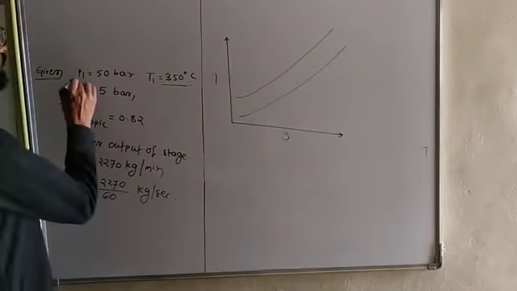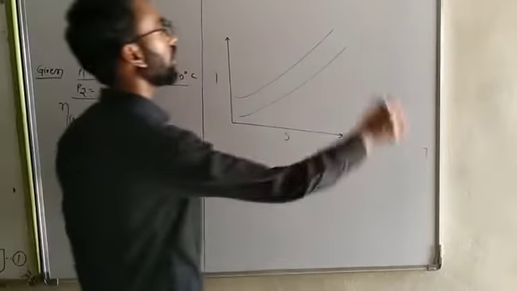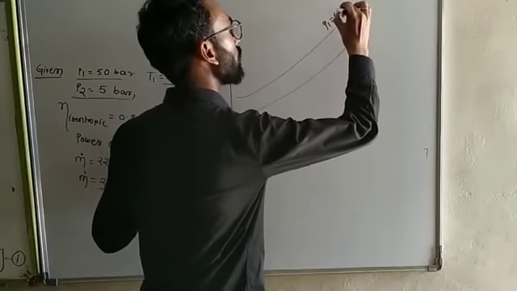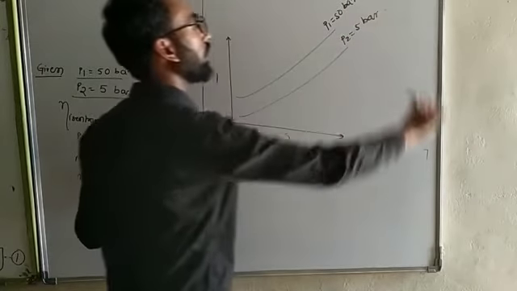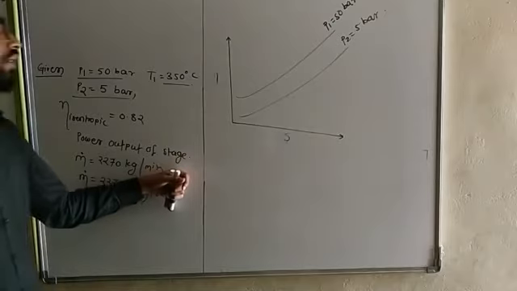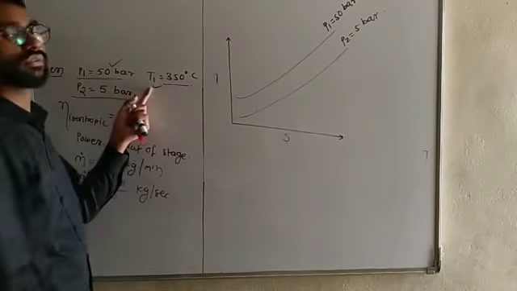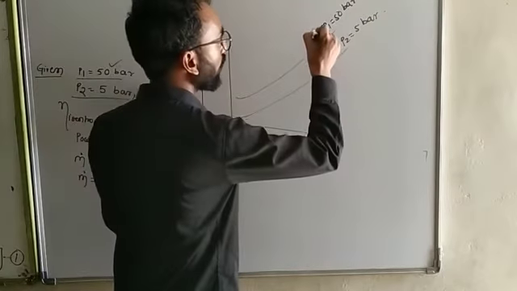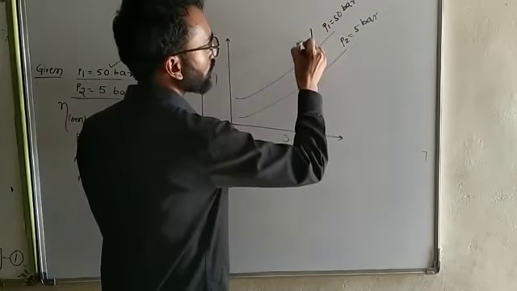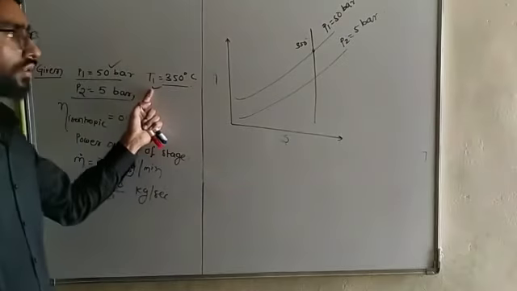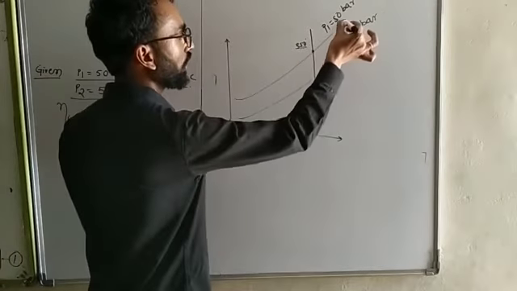Now here the pressure P1 is 50 bar and pressure P2 is equal to 5 bar. Draw the pressure in this line. This one is pressure P1 equal to 50 bar and this one is pressure P2 equal to 5 bar. Now pressure P1 is equal to 50 bar, then the temperature is equal to 350 degrees Celsius. You can use the Mollier diagram. Now find the value of this temperature, 350.